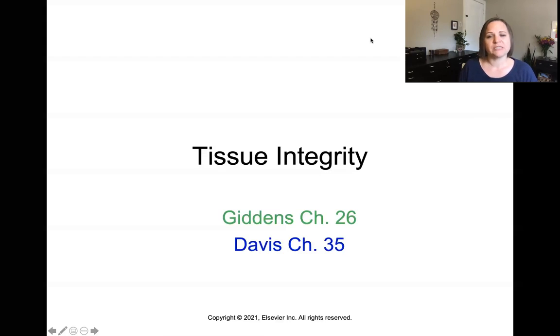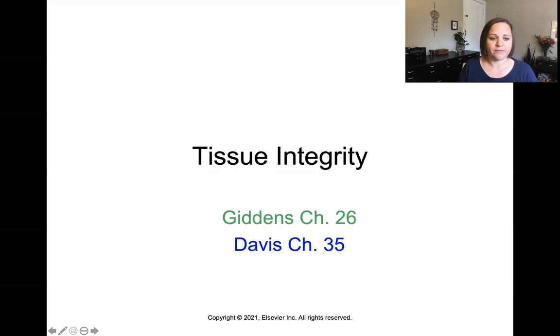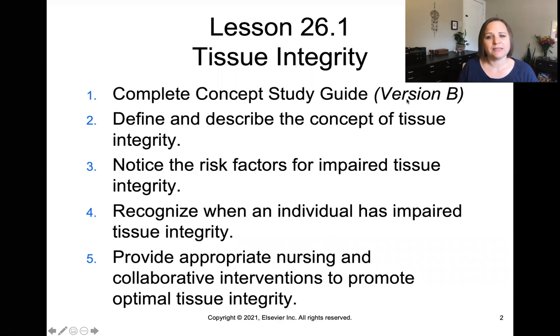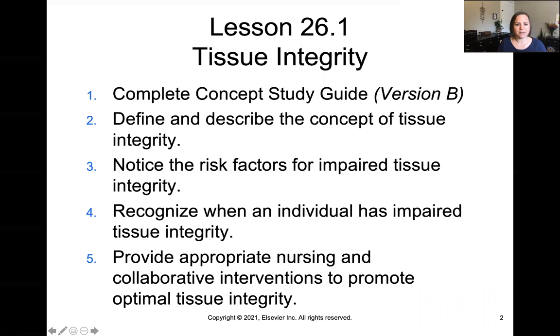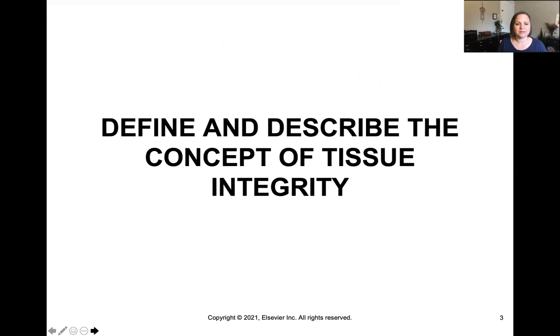You'll be needing both of your texts today, as they'll be in Giddens 26 and Davis 35. And we're going to be completing Concept Study Guide version B for this chapter, defining and describing the concept of tissue integrity, noticing the risk factors for impairment, recognizing when an individual has impaired tissue integrity, and then figuring out what we do about interventions to promote optimal tissue integrity. So let's go ahead and start with the definition.